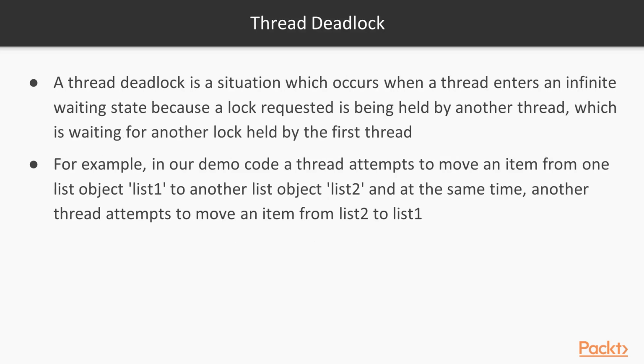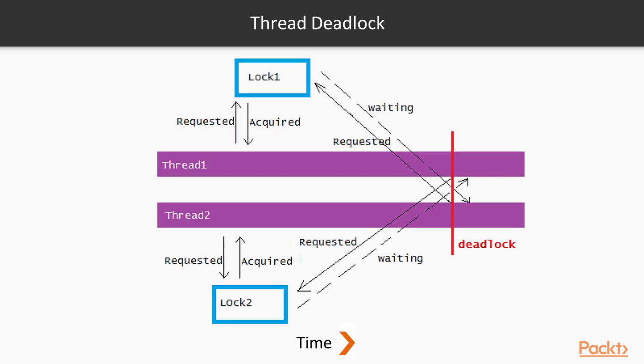As mentioned, the thread deadlock is sort of an infinite loop where a lock is requested that's held by another thread. We're going to see a live demo where two lists are locked and therefore the two threads run into a deadlock. Here is an illustration of the timeline.